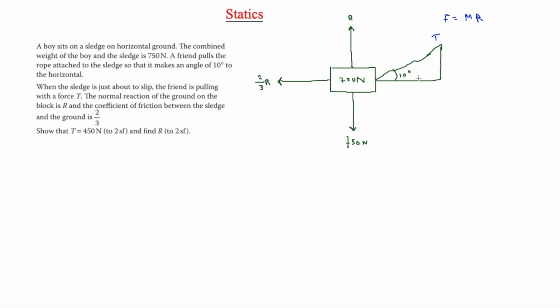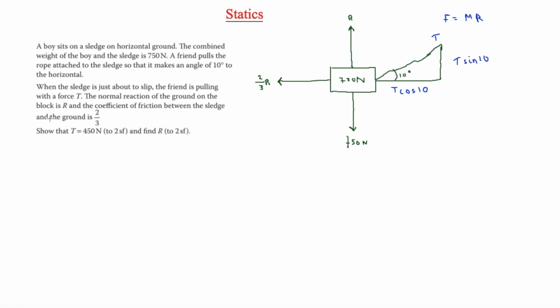So then we've got to resolve these forces. Over here, that's opposite, so we're going to have T sine 10. And then here we have T cos 10. So now we have that. Now we need to show that T is equal to 450 newtons, and then we need to find what R is. So we'll start off by resolving it vertically and horizontally.